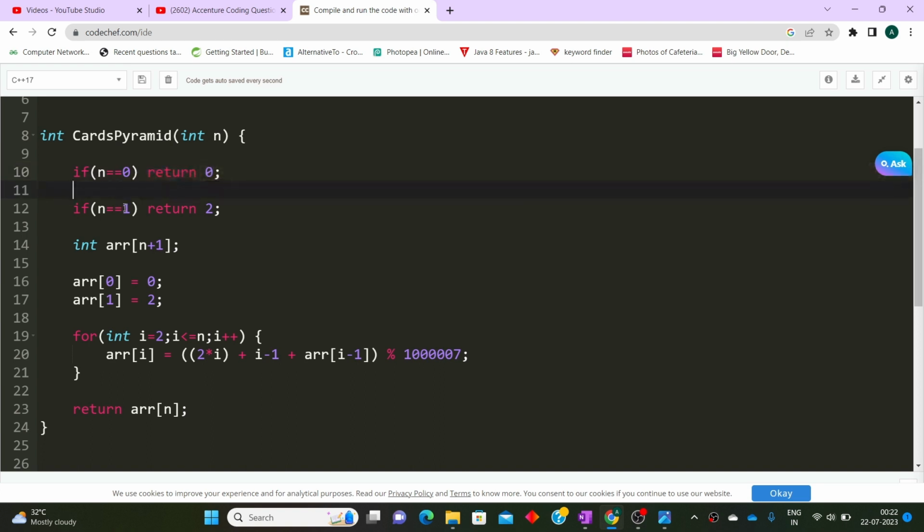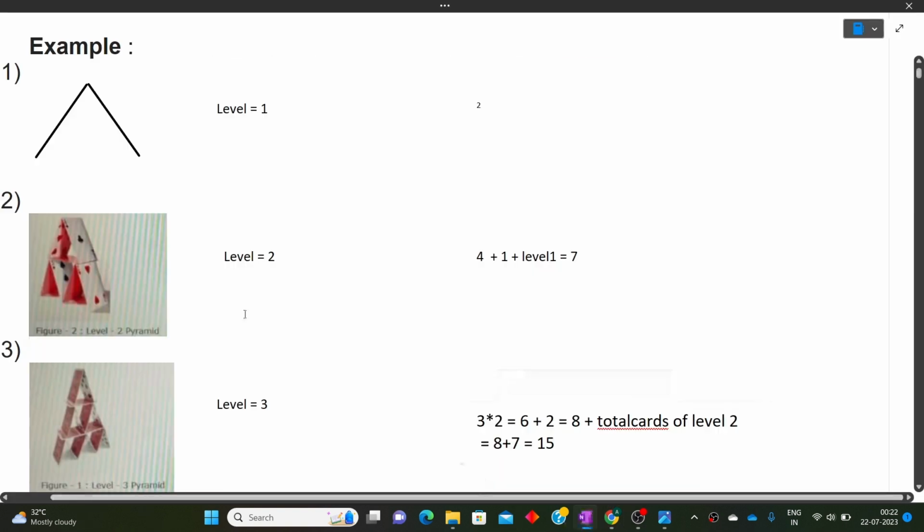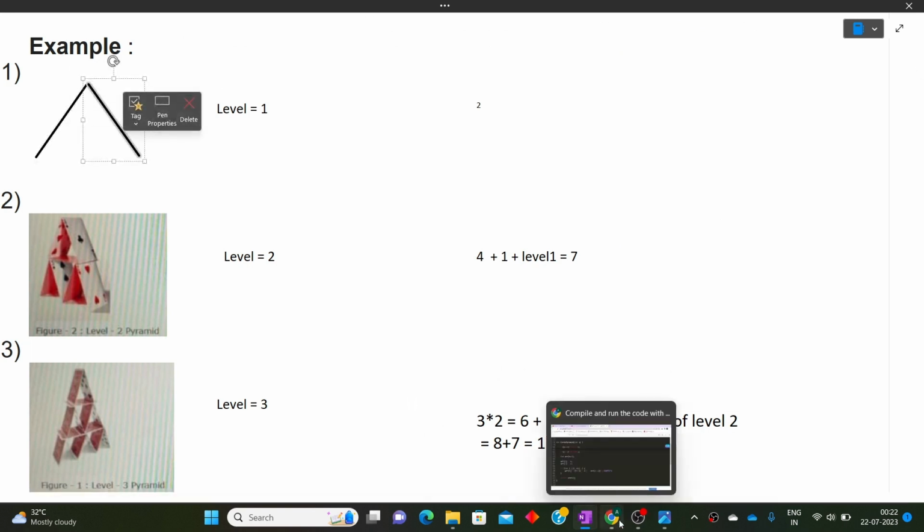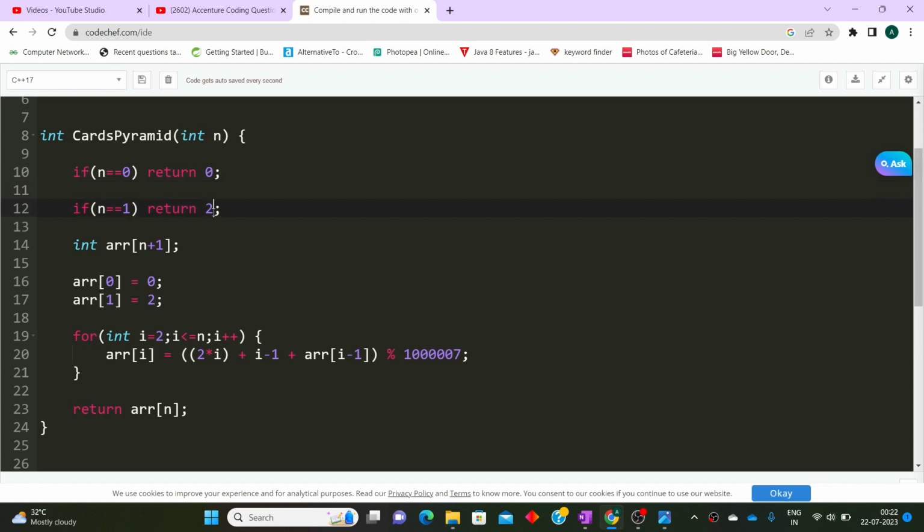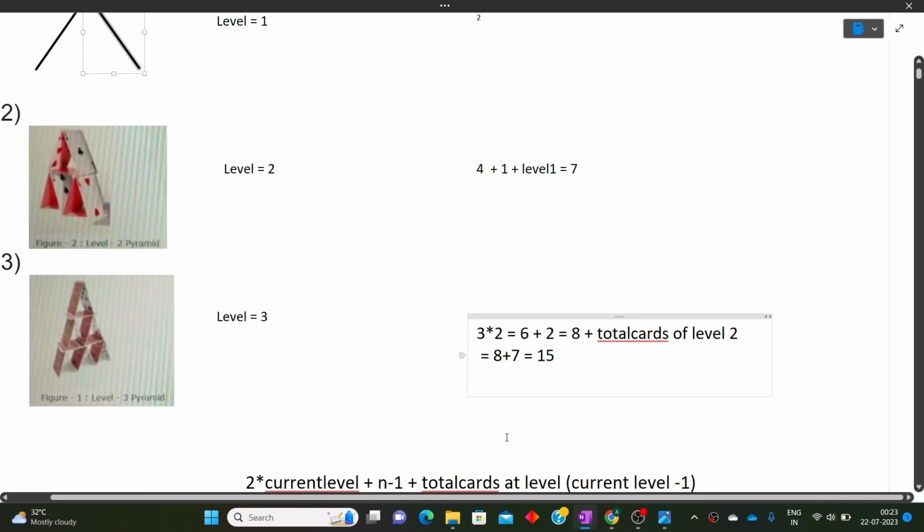Now if n is equal to 1, that is, if the level is equal to 1, then how many total cards will there be? There will be just 2 cards, one here and one here. So we have simply returned 2 from here. Next, now we have to find the total number of cards that are required to create an n level pyramid. Okay, so for that I have told you how we will proceed using this approach.